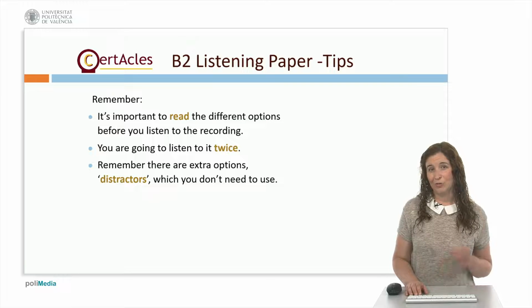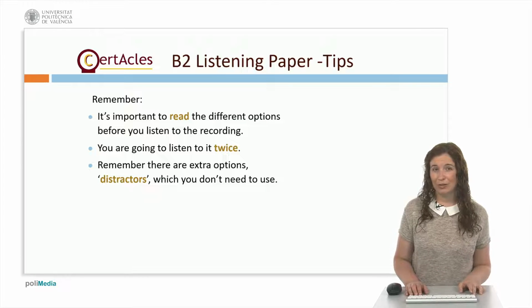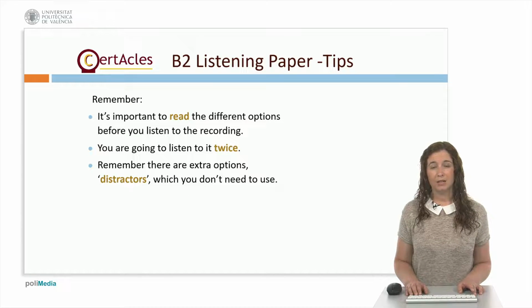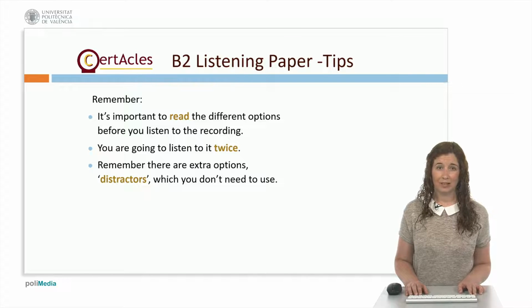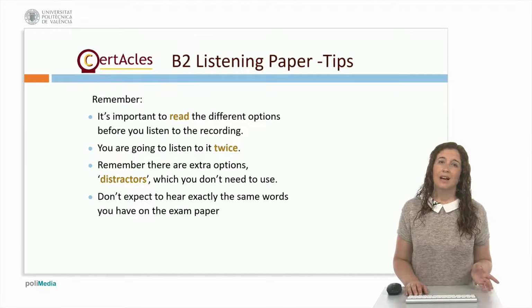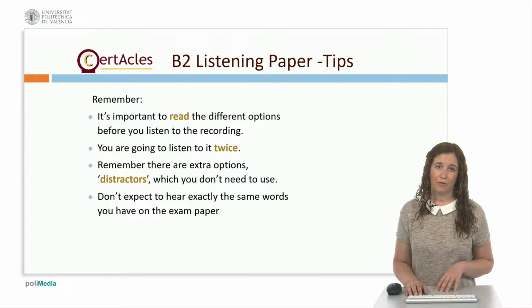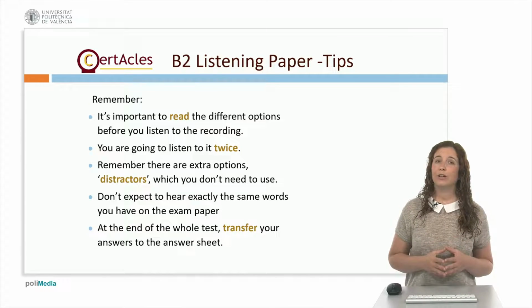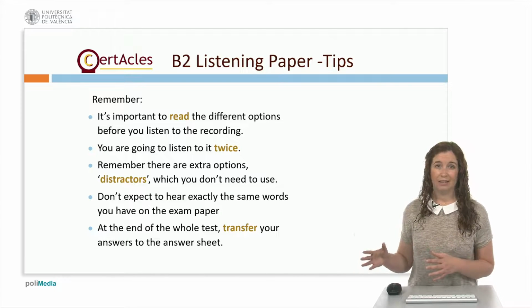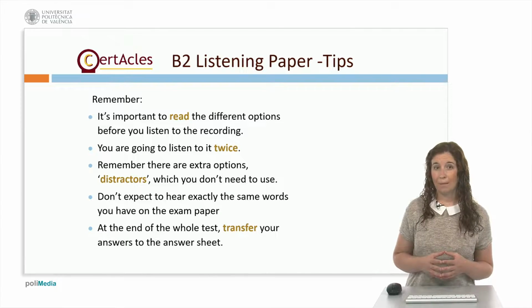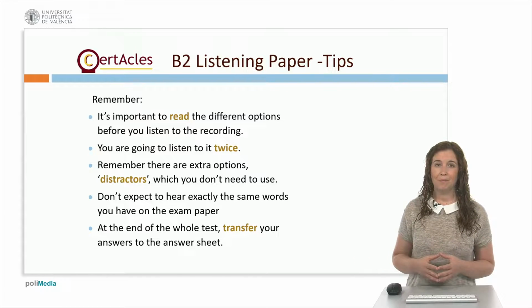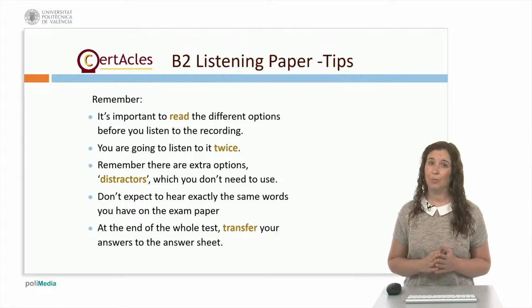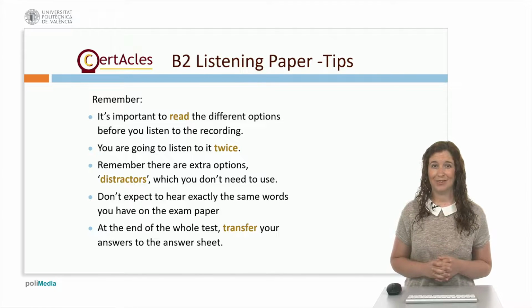Remember, there are extra options which we call distractors, okay, and you don't need to use these options. So pay attention to the number of distractors. There can be 1, there can be 2, okay, so it's important to read the instructions in this case in order to know. And then don't expect to hear exactly the same words you have on the exam paper. As I said before, try to listen for similar expressions. And at the end of the test, don't forget to transfer your answers to the answer sheet. And I say at the end of the test because this is only one part. So at the end of the 3 parts, you will have 5 minutes to transfer your answers. It's important you use this time to do that.